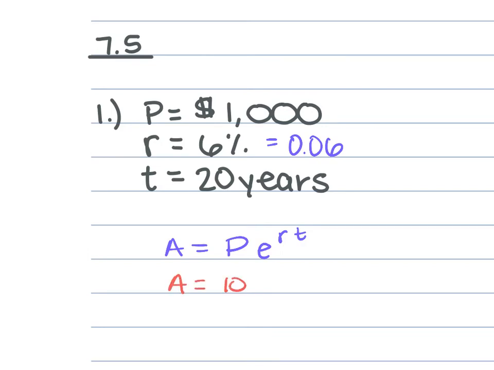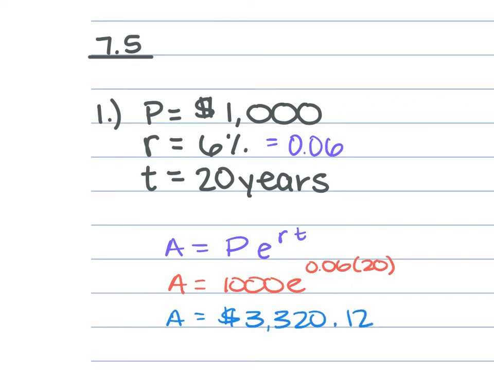We're going to plug all this in. A is equal to 1,000 times e to the power of 0.06 times 20. We're going to use our calculator. 1,000 times e to the power of 0.06 times 20 gives us $3,320.12. So we're rounding these all to the nearest hundredth because we're dealing with money.